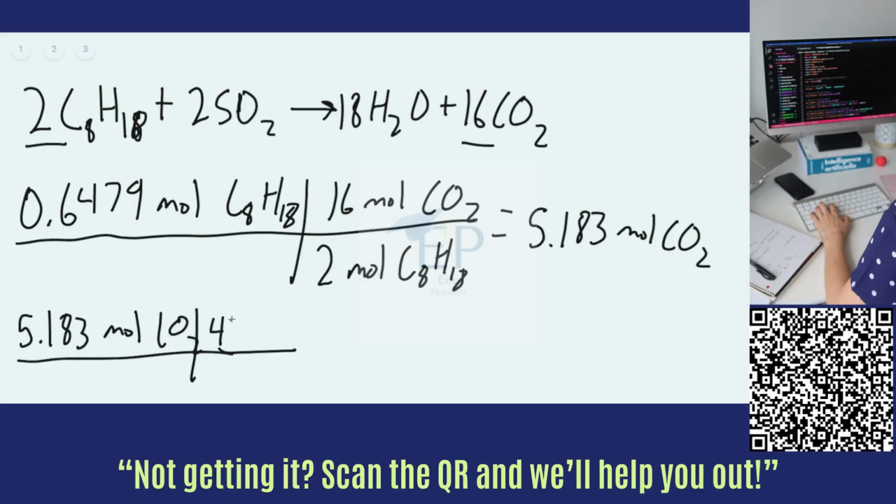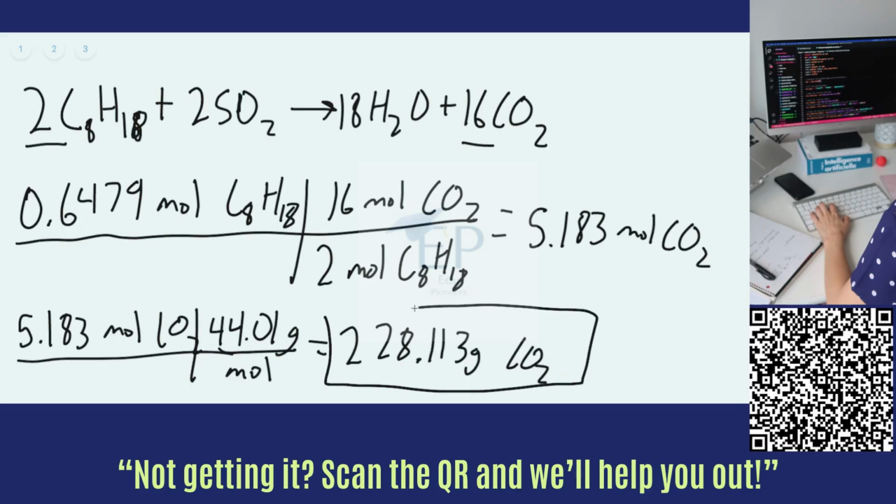So now in our final step, we'll take our 5.183 moles of CO2 and multiply by the molar mass, 44.01 grams per mole, and that'll give us 228.113 grams of CO2. And this will be our final answer for the mass of CO2 produced by this vehicle accelerating from 0 to 65 miles per hour.